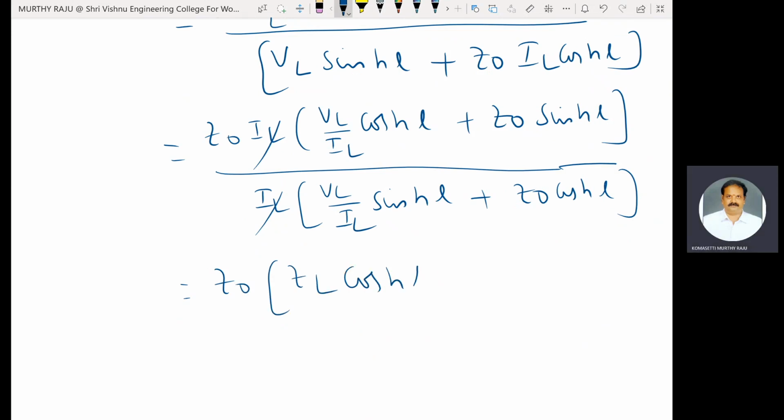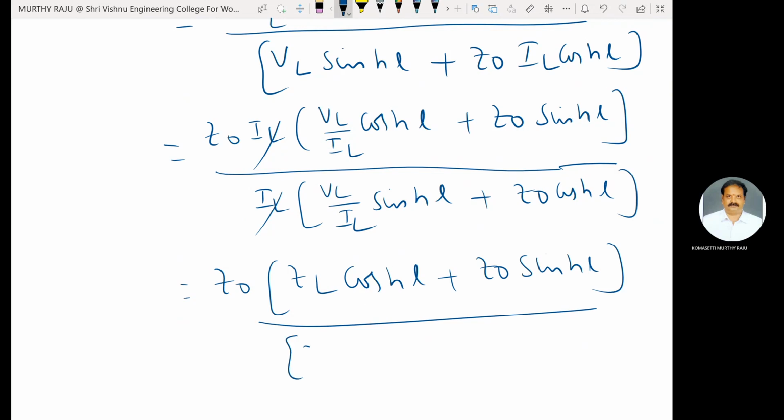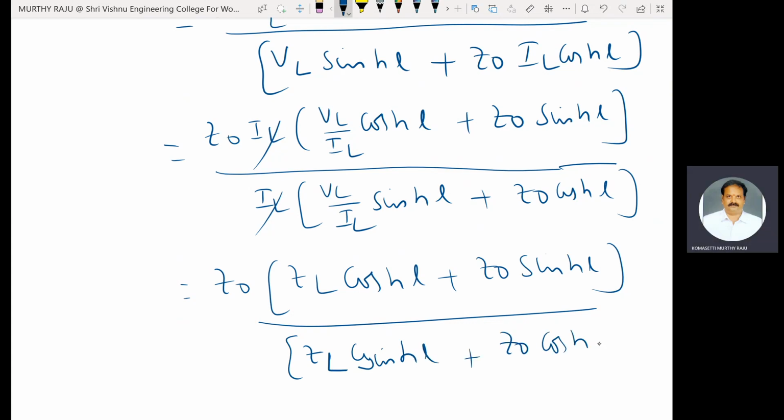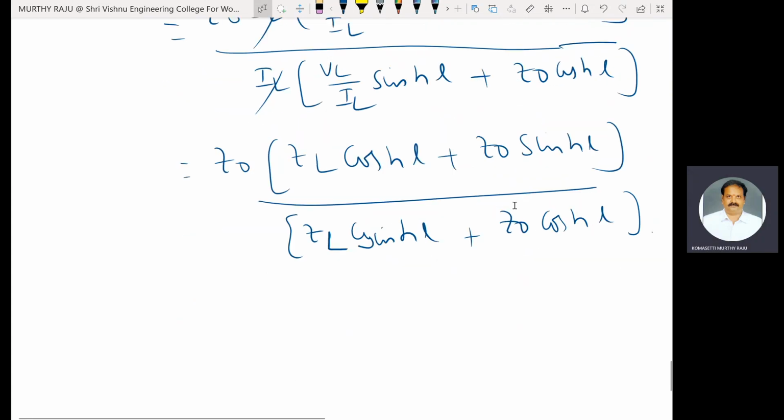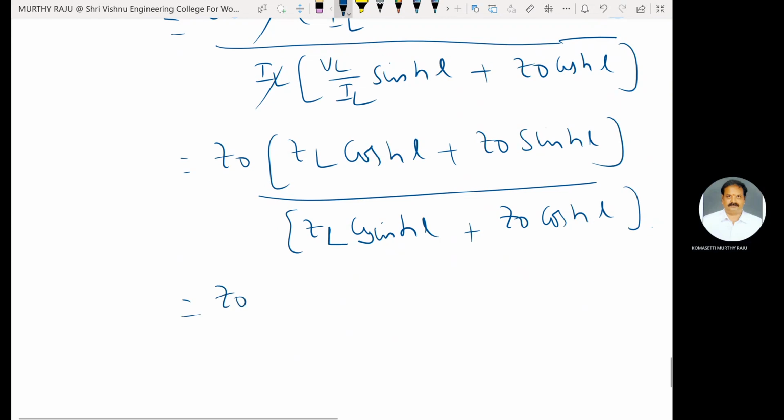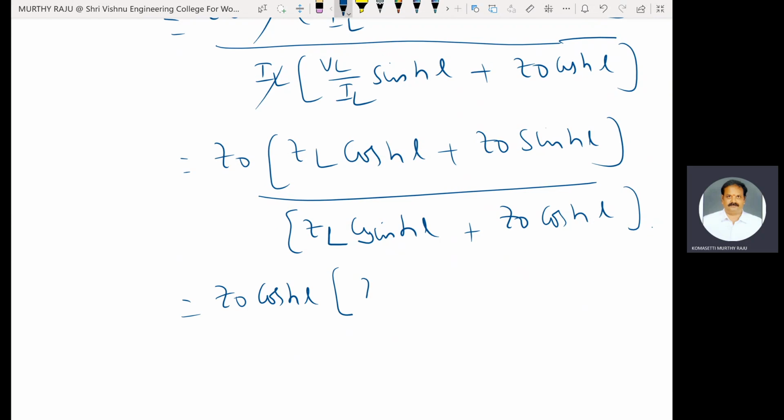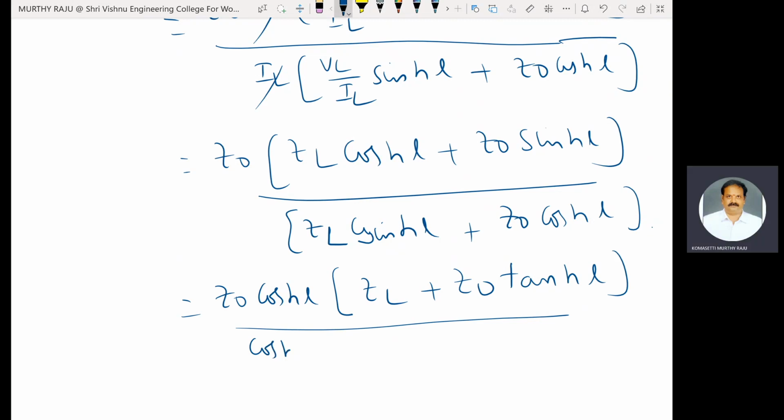ZL cos hyperbolic L plus Z0 sine hyperbolic L by ZL sine hyperbolic L plus Z0 cos hyperbolic L. Cos hyperbolic L is the common term in both cases. Cos hyperbolic L, that means ZL plus Z0 sine hyperbolic L by cos hyperbolic L is tan hyperbolic L, by ZL sine hyperbolic L by cos hyperbolic L is tan hyperbolic L plus Z0. This one, cos hyperbolic L, is cancelled.